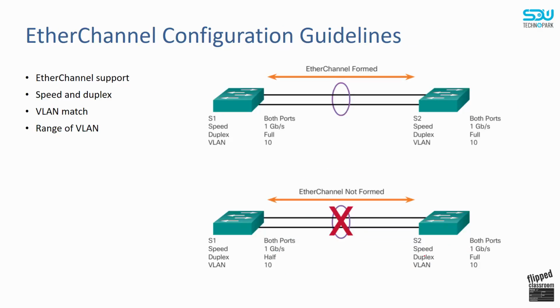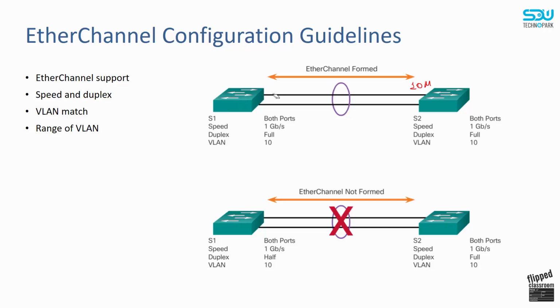Alright, and some EtherChannel configuration guidelines. To create the EtherChannel, you have to be sure that the ports support the EtherChannel, because not all the ports of the switches are available to work with EtherChannel. Also, you have to be sure that their speeds are absolutely the same. For example, if from one side you have a speed of 100 megabits per second, but from the other side you have only 10 megabits per second, then EtherChannel will not be available to create the channel.